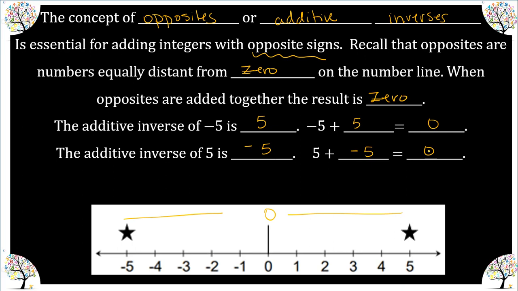And when we add these two additive inverses, we get 0. So it's kind of like if you think of debt, if you borrow $5 and then you pay back $5, you are at 0.